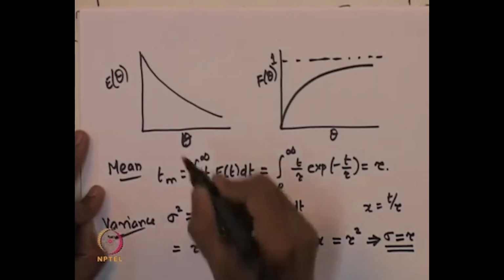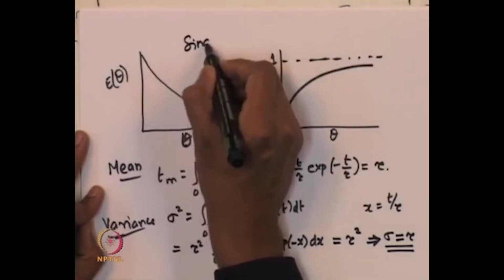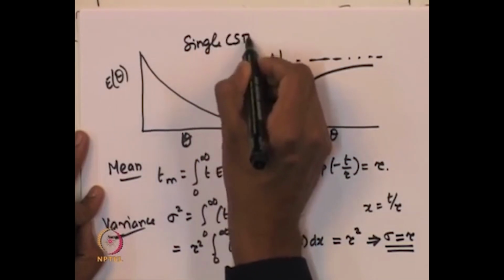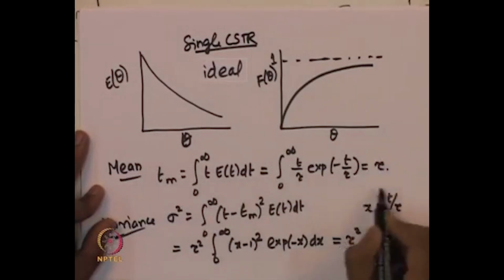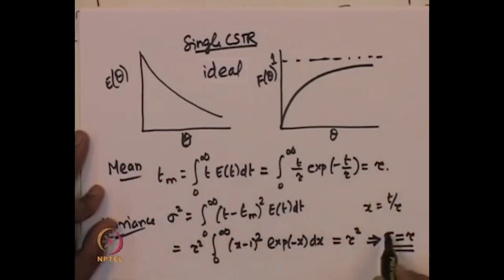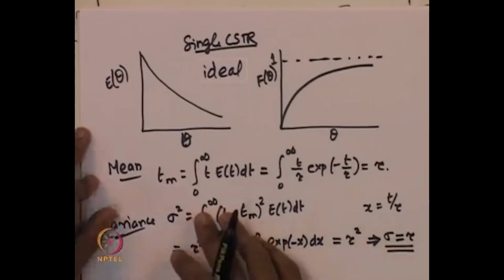So, for a single CSTR, the mean residence time is equal to the space time of the reactor, and the standard deviation of the residence time function is also equal to the mean residence time of the reactor itself.